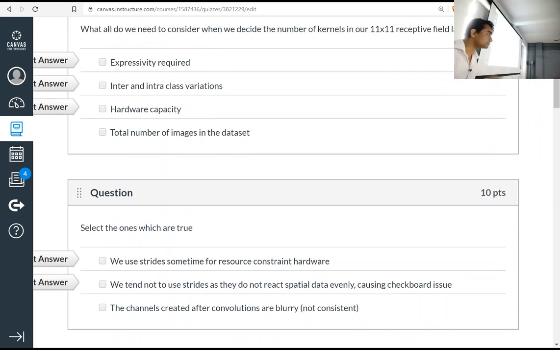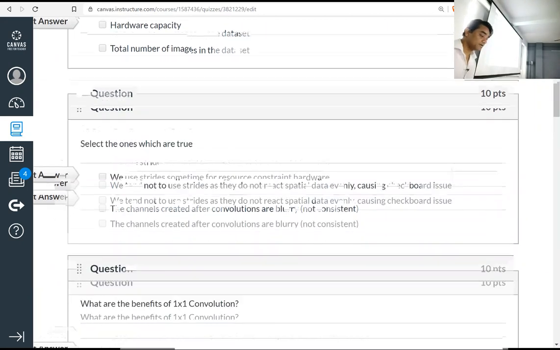Meaning of some... Sorry? Expressivity required? Expressivity. This is how you're defining the second one. The second one we are saying variances, but it is actually expressivity: how expressive you want a network to be. In how many ways you want to define a particular texture, or how many textures you want to be able to figure out. Now select the ones which are true.